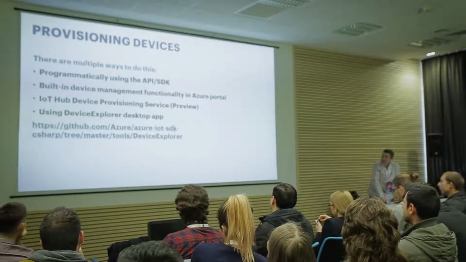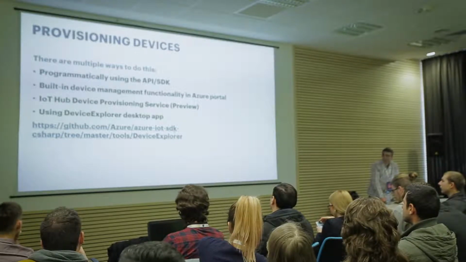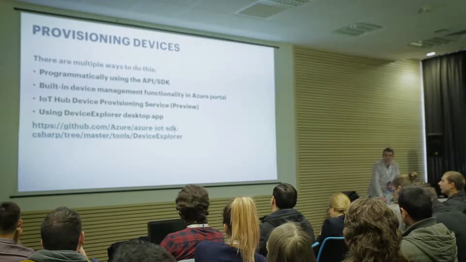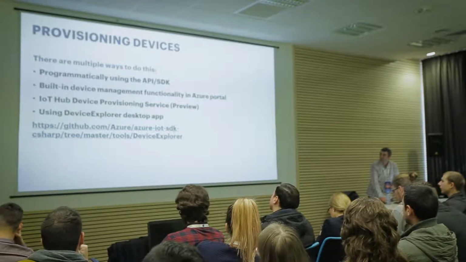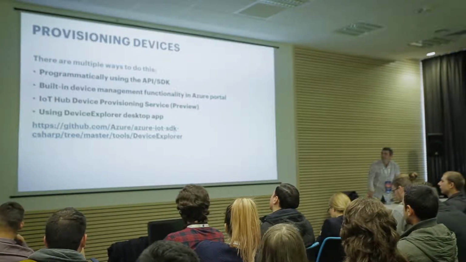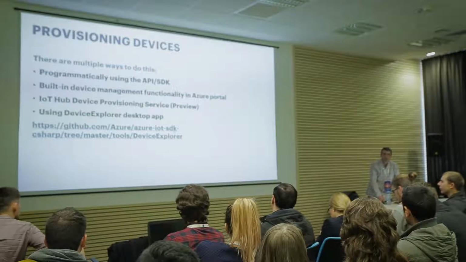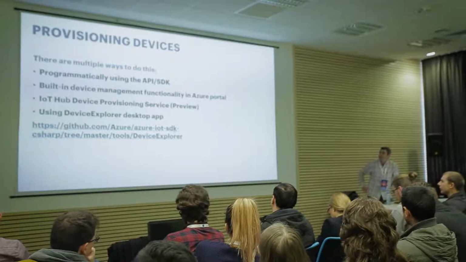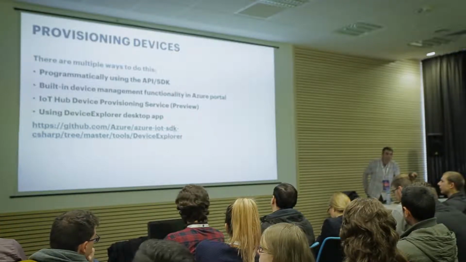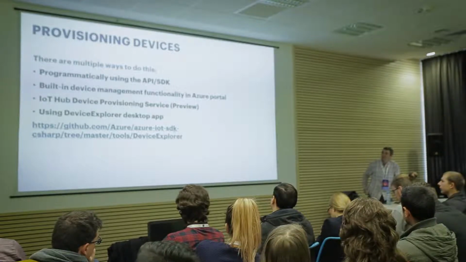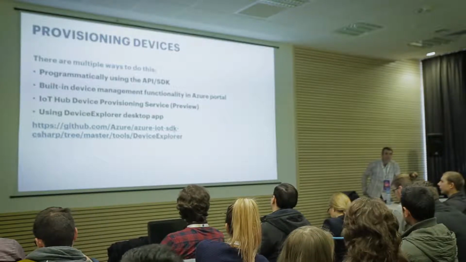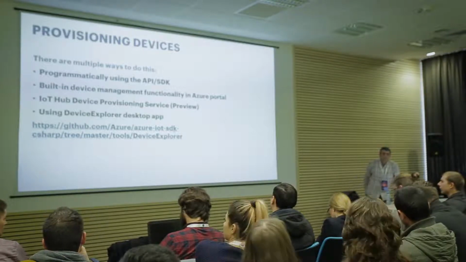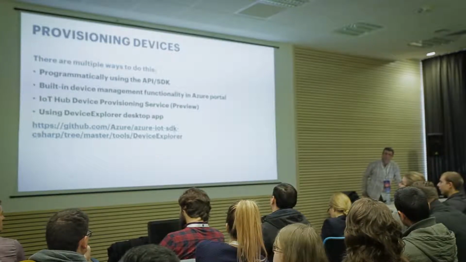Provisioning devices. Basically, to add devices in your hub, to allow them to communicate and to enable communication with them, how can this be done? There are a few ways to do it. Of course, programmatically with the API or SDK. There is also, I don't think I mentioned it, the REST API. So everything that can be done from the SDK can also be done from a REST API. But of course, the SDK makes our lives easier.